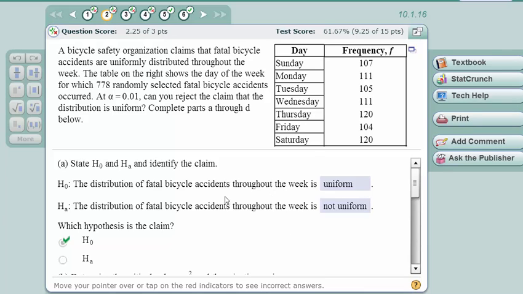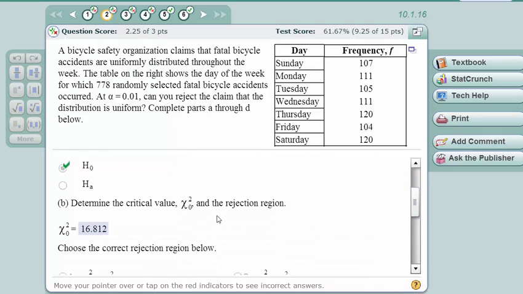Well, the first question says, state the null and the alternative and identify the claim. The null, of course, is that the distribution is uniform, which is what the organization claims. Therefore, the null is the claim.